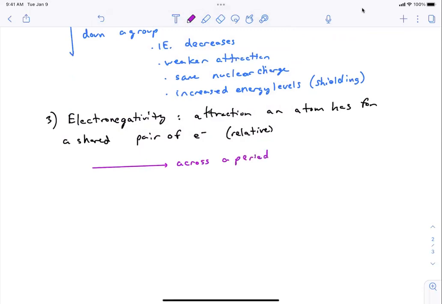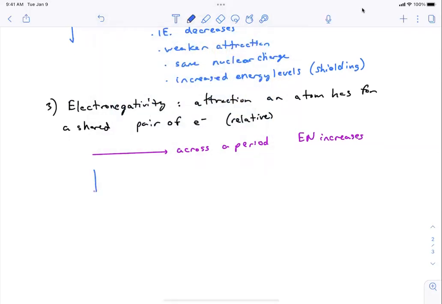So when you go across a period, what do you expect the electronegativity to do? How is the attraction going to change as you go across a period? It's going to increase. So electronegativity increases for all the same reasons. More nuclear charge, same energy level. So the nucleus is the same distance from the shared pair of electrons, and the only difference is how much the nucleus is pulling. With more protons, it pulls on that pair of electrons more and more.